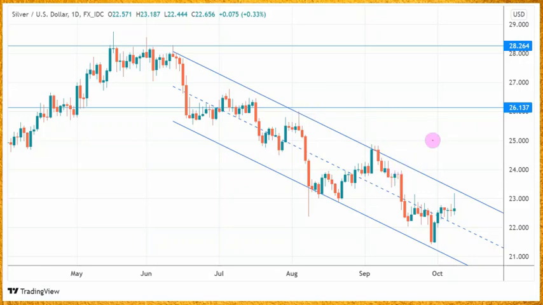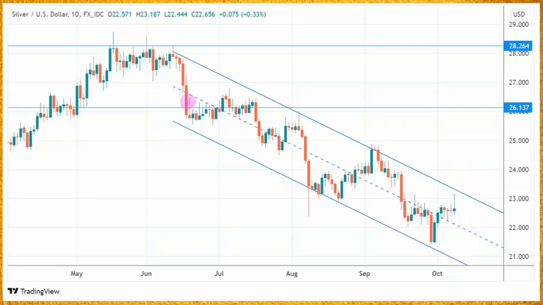Silver, I don't think accuracy works with silver at all. You just got to kind of wing it a lot of the time. Anyway, it got slapped down over here. So what we really need to do here is make it out of this channel. So we're looking at about $23.30, and it needs to go up above there and stay above there. What you don't want is a wick above there and then it comes back down again.